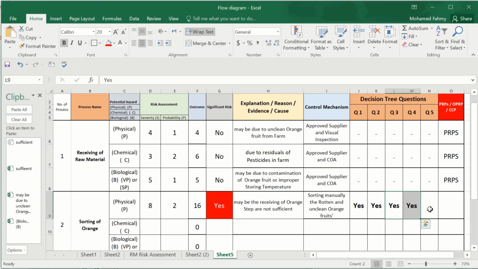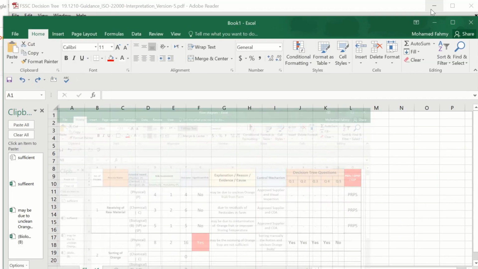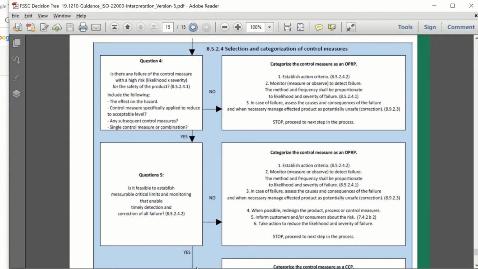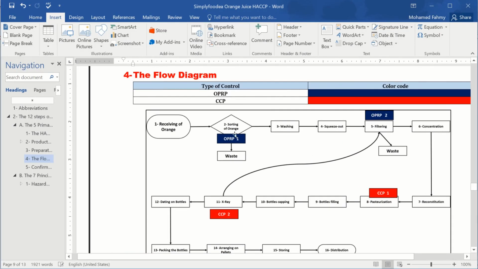Here the answer will be no. Why no? Because there is an additional control of the physical hazard here. If you can see here, if any physical hazard passes the sorting, it will be controlled, deeply controlled, by the X-ray. So the X-ray process makes this part, the sorting of orange, an OPRP.